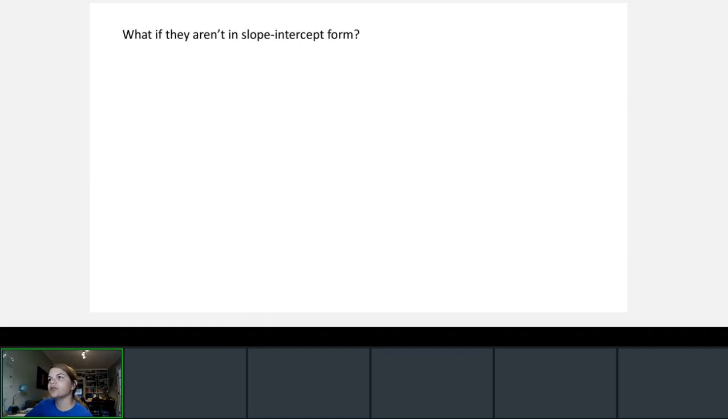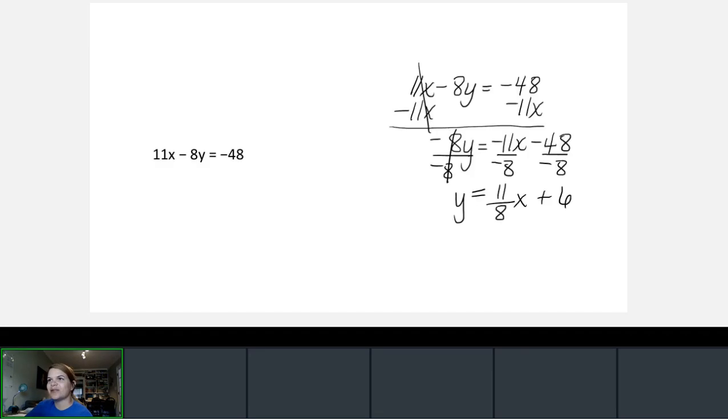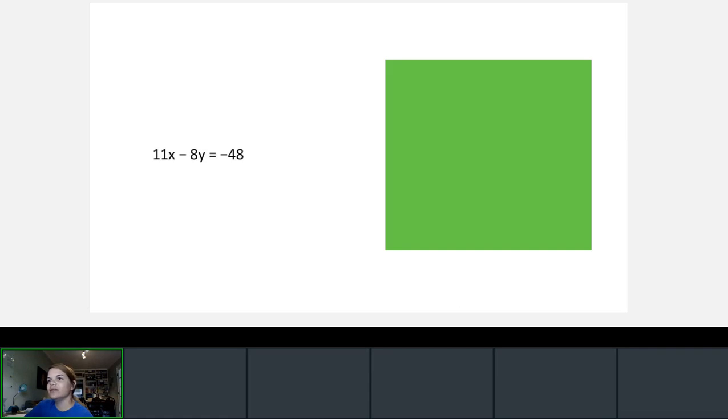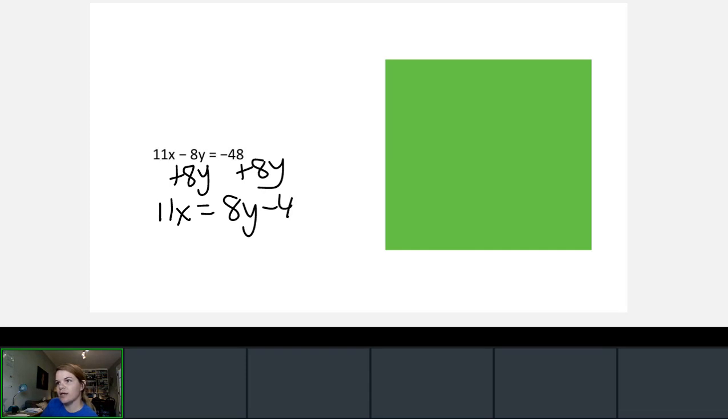Okay. So what if they aren't in slope-intercept form? Well, we have to get them in slope-intercept form. So what we would be doing then is solving for y. Okay, so this is just a quick little review. Again, we want y by itself. So what I'm actually going to do, since this is a -8y, I'm going to add 8y to both sides. And I would get 11x equals 8y minus 48. I'm going to add 48 to both sides.